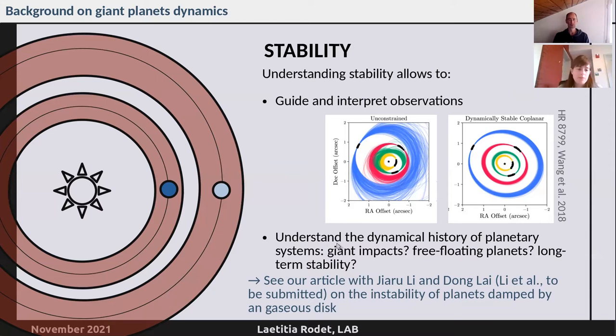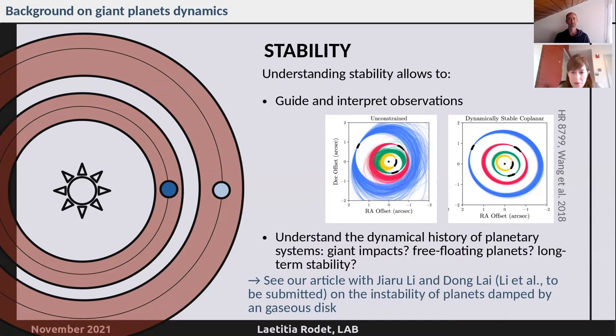On the theoretical side also, of course, it's important to understand what can trigger instability and stability in planetary systems. We are suspecting now that the formation history of planetary systems is far from being very calm. Actually, it can be very violent, with giant impacts creating collision and ejection. This can create a free-floating planet population. And even in our solar system, where the orbits are pretty circular and coplanar, the long-term stability is not guaranteed, especially Mercury could be ejected or could become unstable before the end of the sun's life.